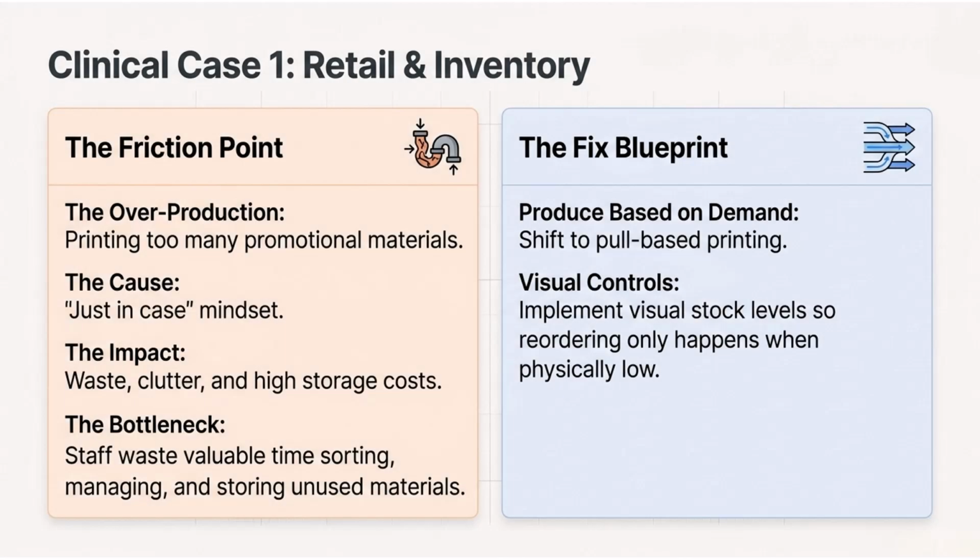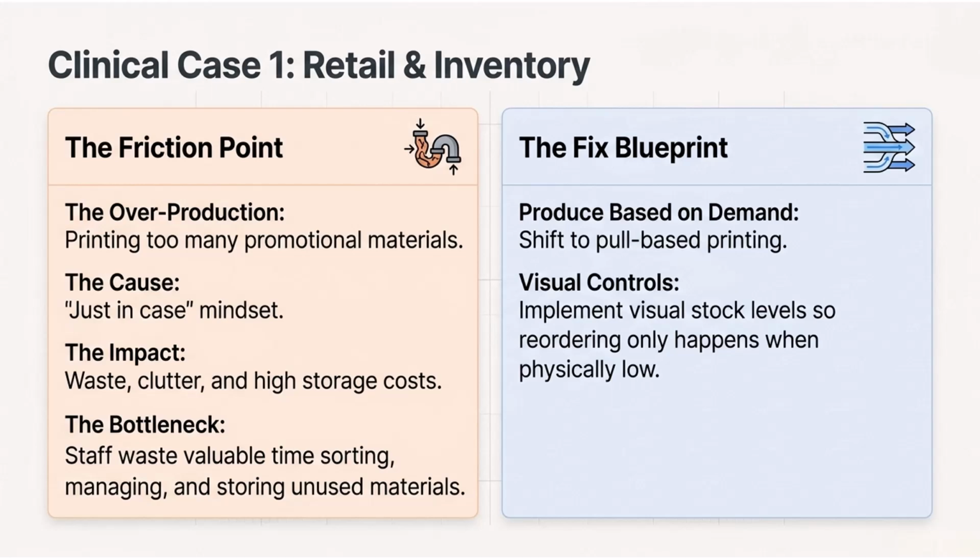So let's have a few examples. In this one, it's about retail and inventory. On the left-hand side, we're going to have friction points, what the issues are. And on the right-hand side, we're going to start talking about what we can potentially do to fix this particular issue. So in this one, we're talking about printing too many promotional materials. The cause of the actual issue is that we're having too many materials just in case something goes wrong or we need them. The impact is that there's waste, there's clutter, and there's high storage costs of all this promotional material. And the bottleneck is that staff waste valuable time sorting, managing, and storing unused material.